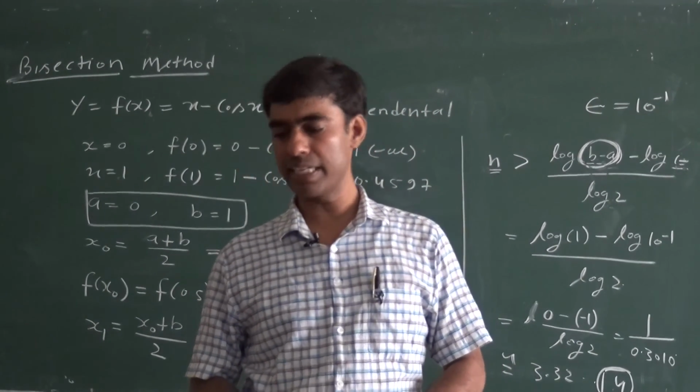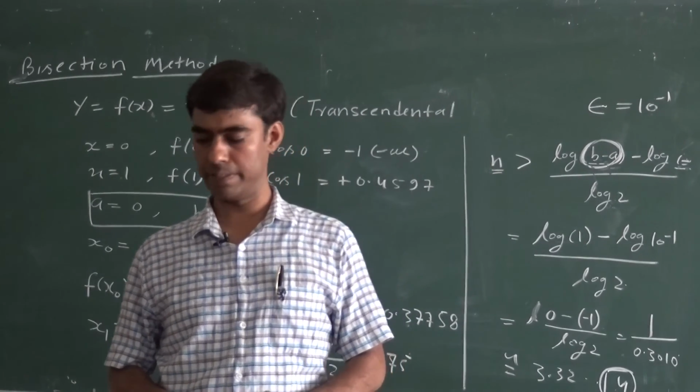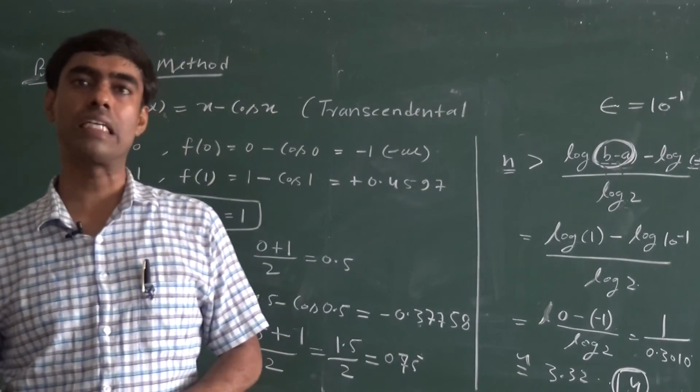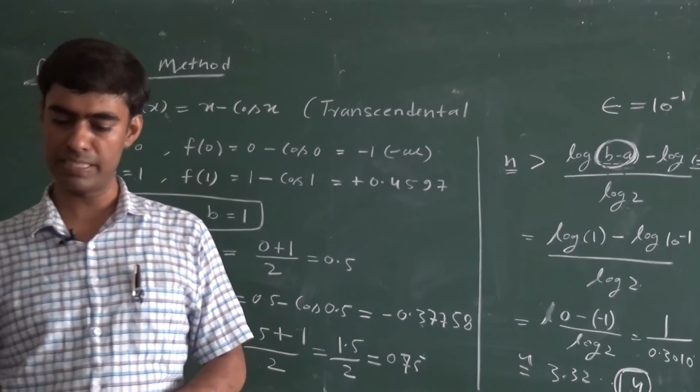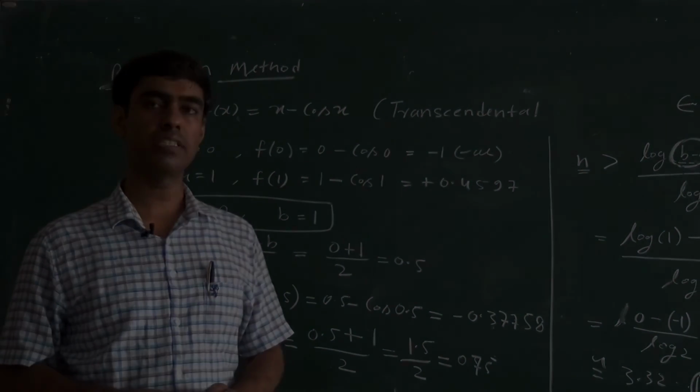Now what is the next bracketing method? The next bracketing method is the regula falsi method. Next we are going to discuss the theoretical concept of the regula falsi method first, then we will solve a numerical example using the regula falsi method.